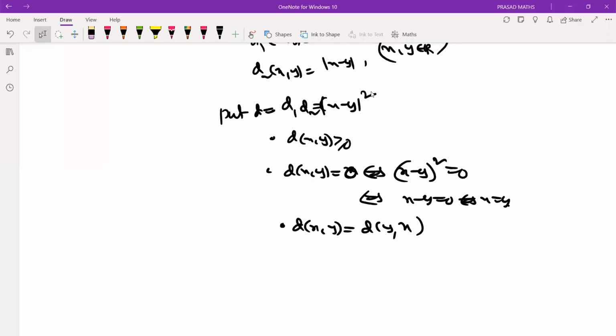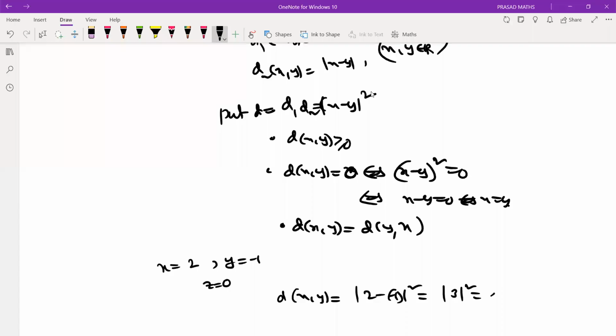So the problem is only with the triangle inequality. For that, I'm going to take x equals 2, y equals minus 1, and z equals 0. So the distance between x and y is mod of x minus y whole square. That means 2 minus minus 1 whole square, that is 3 square, which is exactly 9.